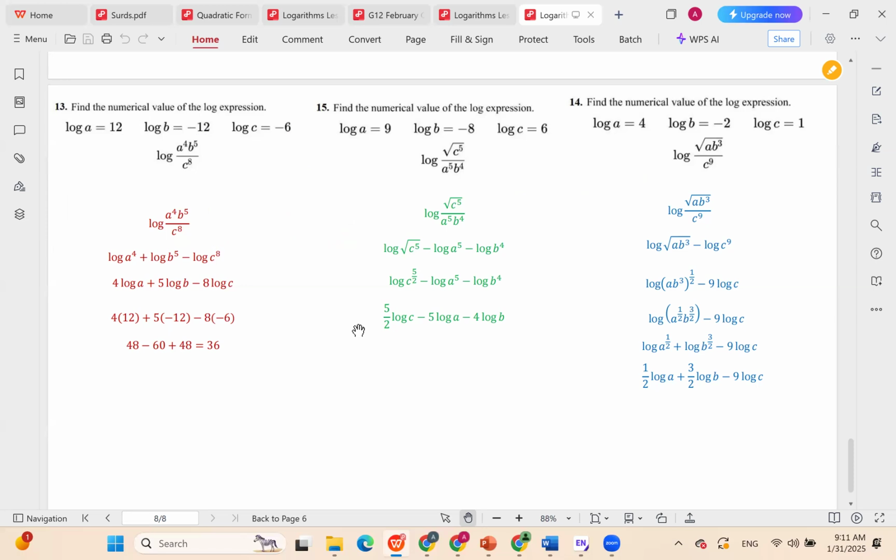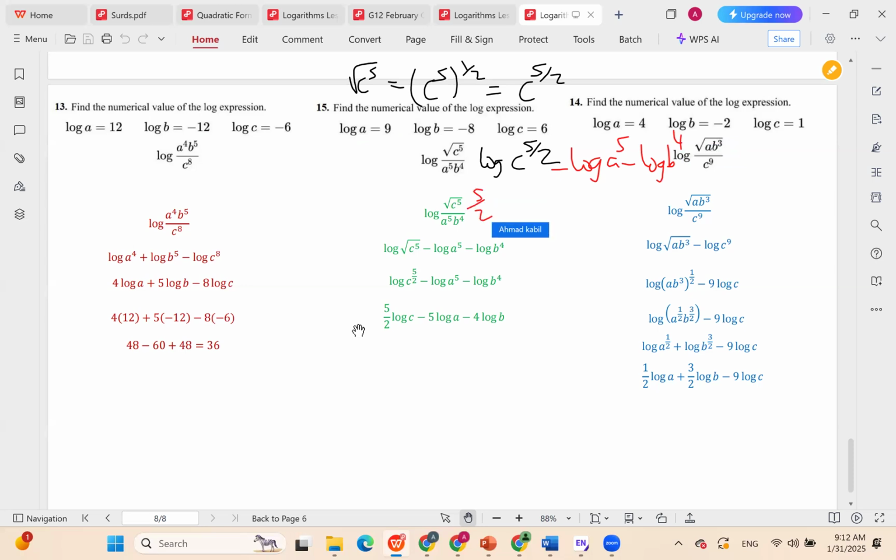For the second one, we can first expand it as log C power 5 over 2. Again, root C power 5 is C power 5 all power half, which is C power 5 over 2. So log C power 5 over 2 minus log A power 5 minus log B power 4. Take out the powers, so 5 over 2 log C minus 5 log A minus 4 log B, and substitute the values. So this is 6, and this here is 9, and this here is negative 8.